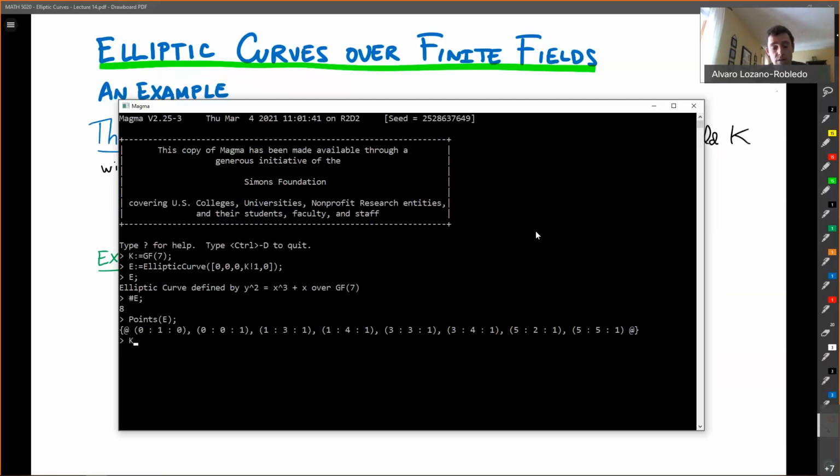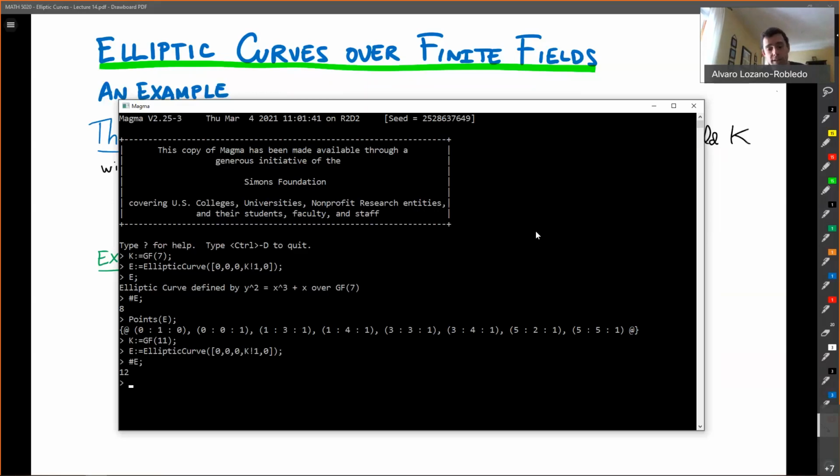We can replace 7 by another prime, say 11, and then compute. Again, I have to redefine E to be now over that field. And now, how many points are there? Now there are 12. 11 plus 1 is 12.